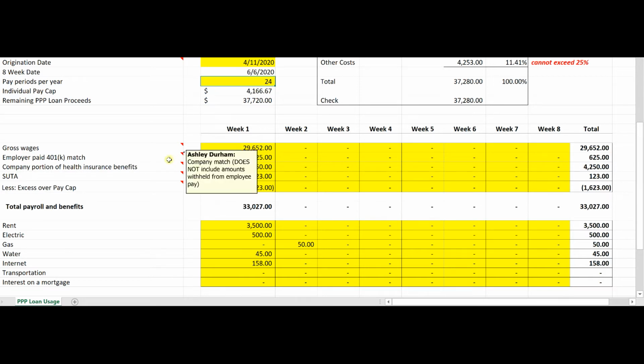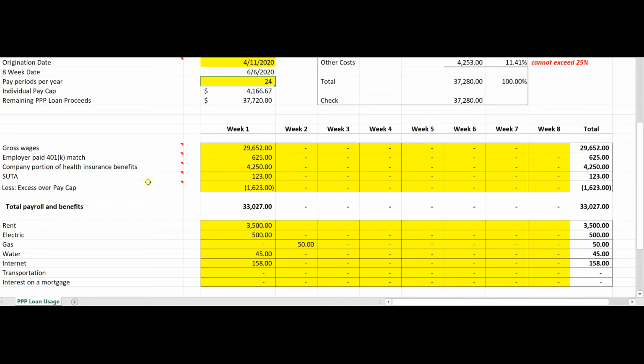which is your employer paid 401k match. This is only for your company match. This does not include amounts withheld from your employee pay. This is just what you are paying in addition.